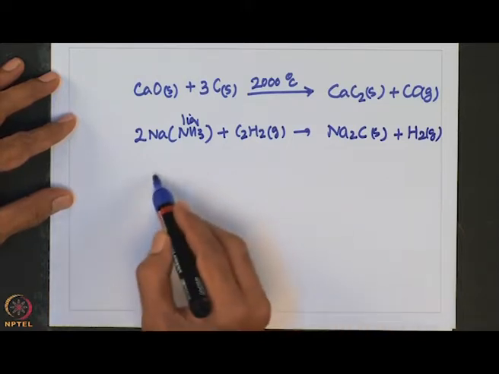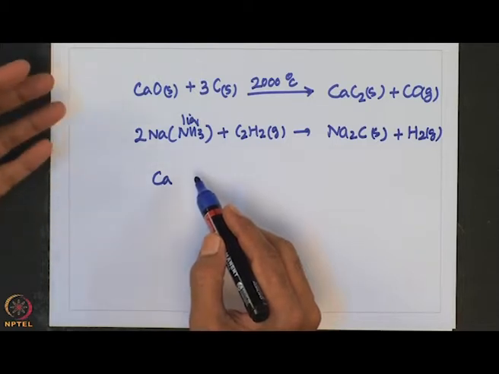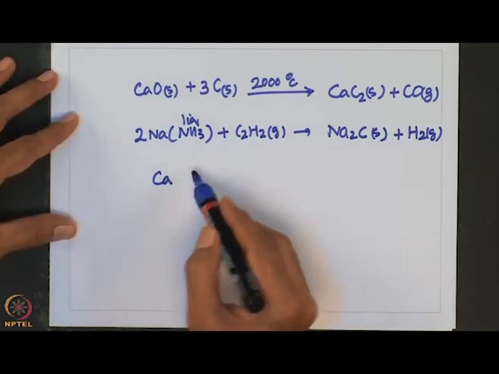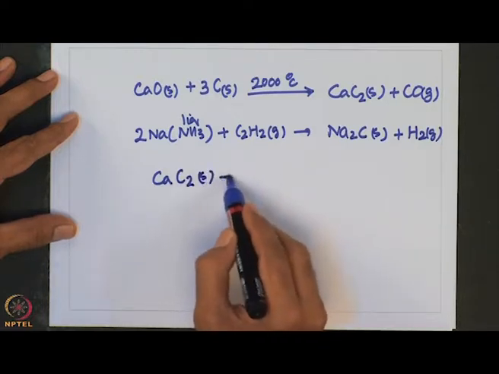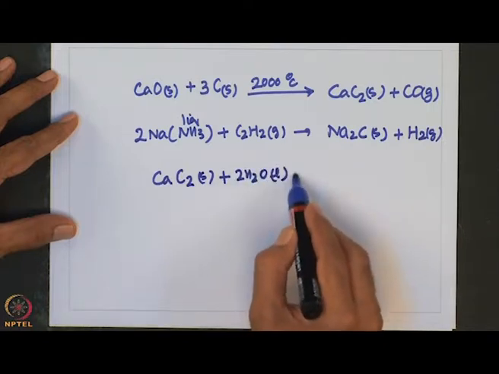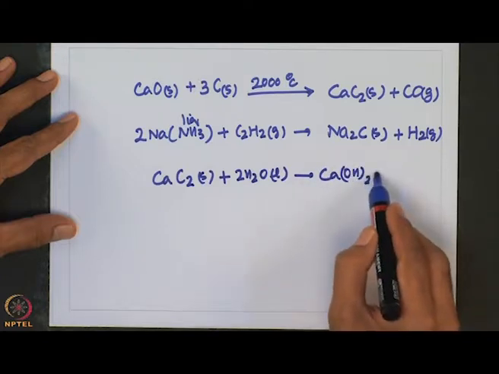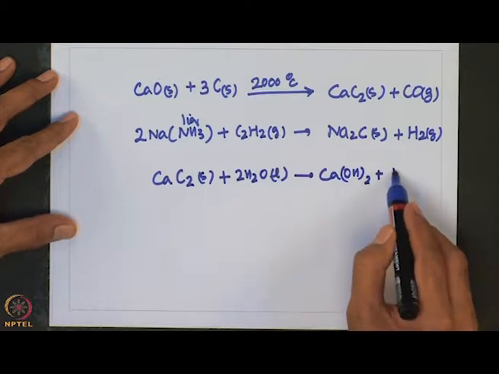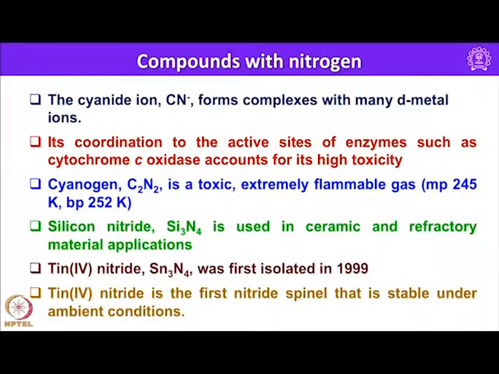Okay. Of course, as I already discussed the chemistry of electropositive carbides in their respective groups, just let me write this reaction, how they undergo hydrolysis. If it is treated with 2 equivalents of water, it forms calcium hydroxide plus acetylene comes out. So, let us look into the compounds of group 14 elements with nitrogen.